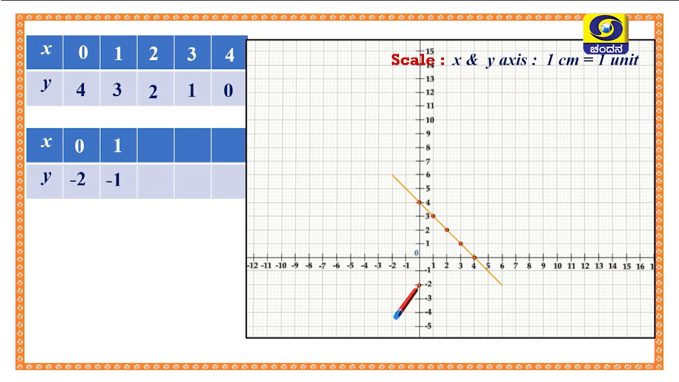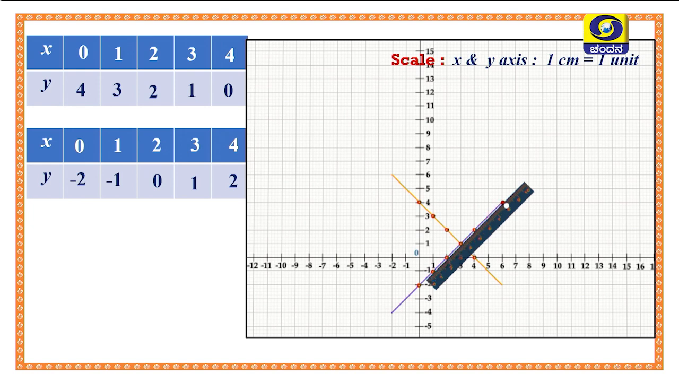And again for the second equation, 0, minus 2, 1, minus 1, yes, correct, 2, 0, right, 3, 1, right, 4, 2. Again join all these points here also, children. It will also become one straight line.